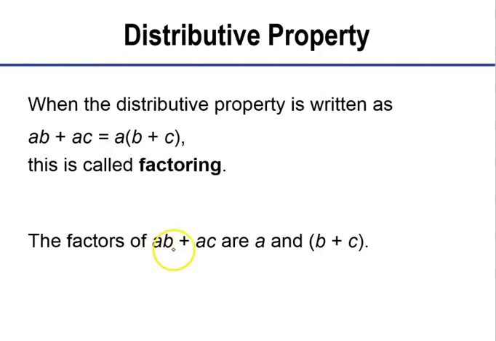The factors of AB plus AC are A, okay? So A is one of your factors, and then B plus C is your other factor. Because remember what factors are? Those are values multiplied together to get a product. So if I multiplied 2 times 3 times 8 to get 48, then 2, 3, and 8 are all separate factors of 48.